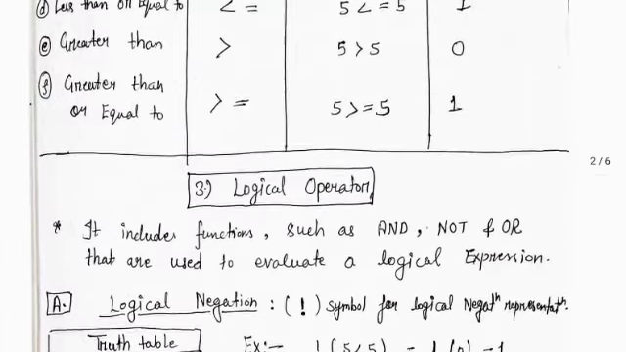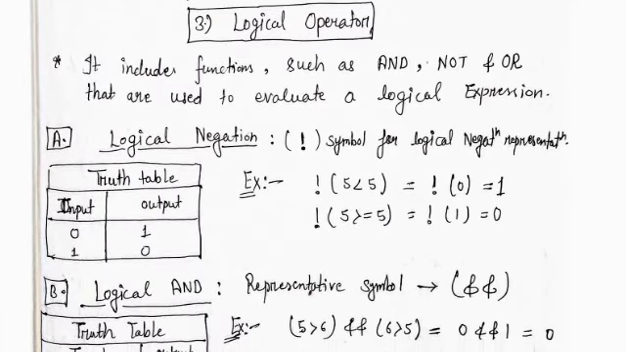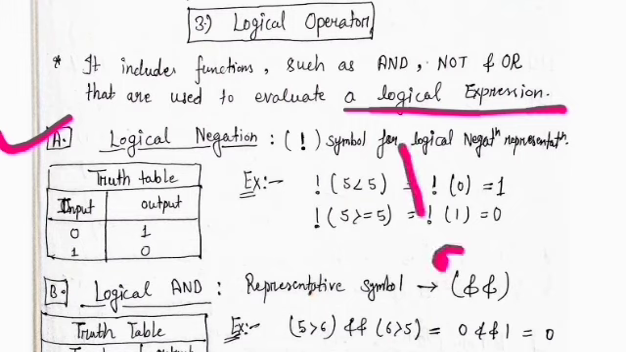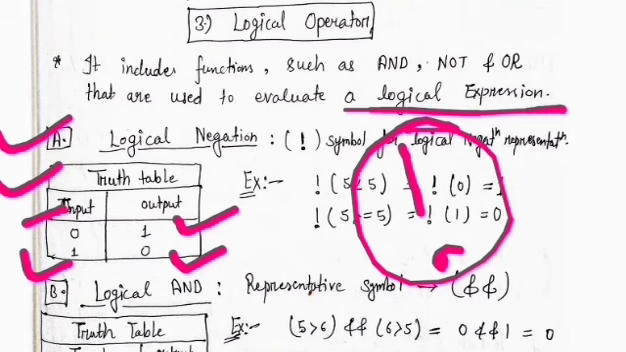Now come to the next operator, that is your logical operator. So these include functions such as AND, OR, NOT, operators and functions that are used to evaluate logical expressions. Here, coming to the first, logical negation, it is represented by this symbol. Okay, now the truth table of the logical negation. If the input is 0, then the output is going to be 1. If the input is 1, then the output is 0, meaning negation. It just negates any value or input.